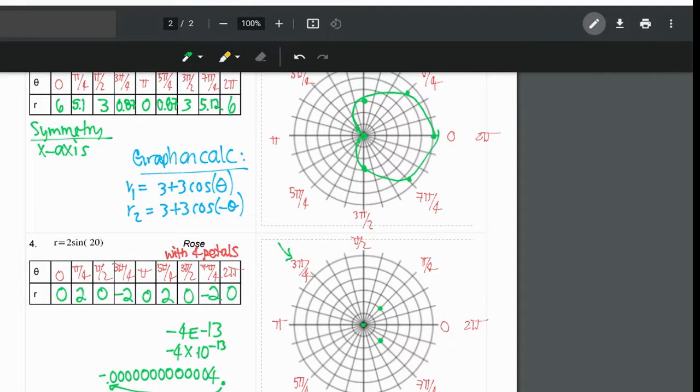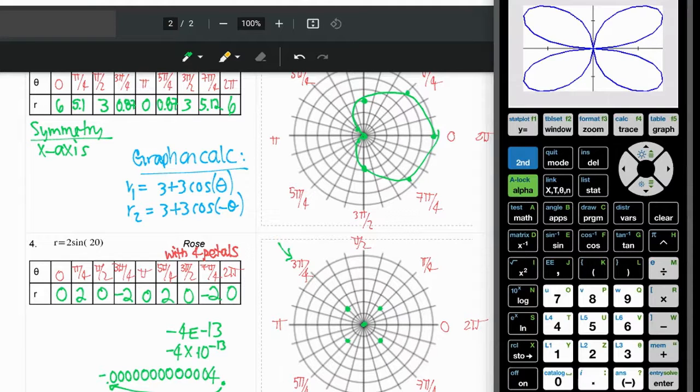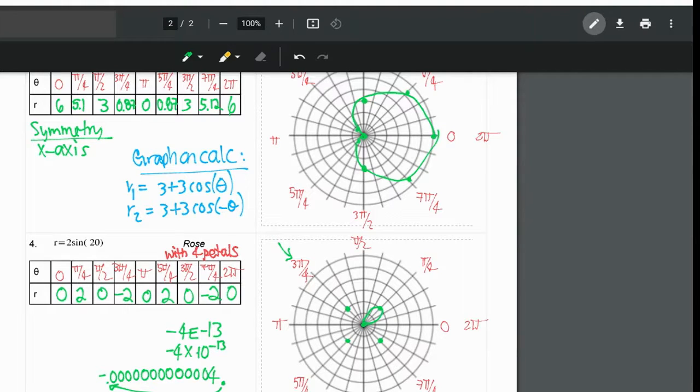And then at 5 pi over 4, we're at 2. And at 3 pi over 2, we're back at 0. And then at 7 pi over 4, this is where we're crossing back over the pole, and so now we've got that point, and then at 2 pi we are back at 0. So now if you want to confirm with your picture, we need to draw that graph. And so we've got 1, 2, 3, 4 petals of our polar rose.